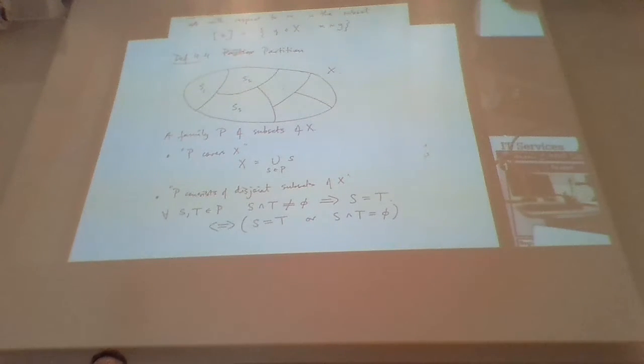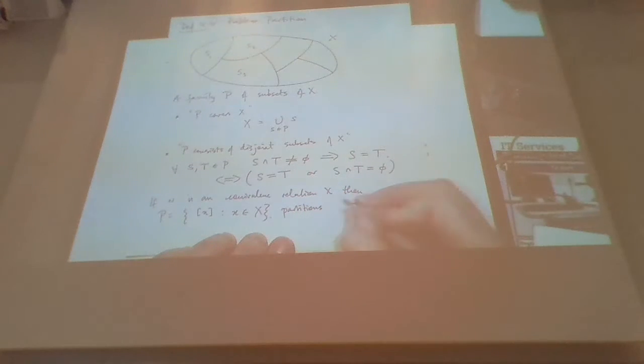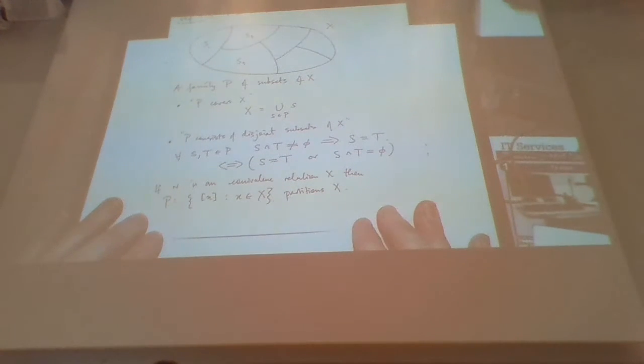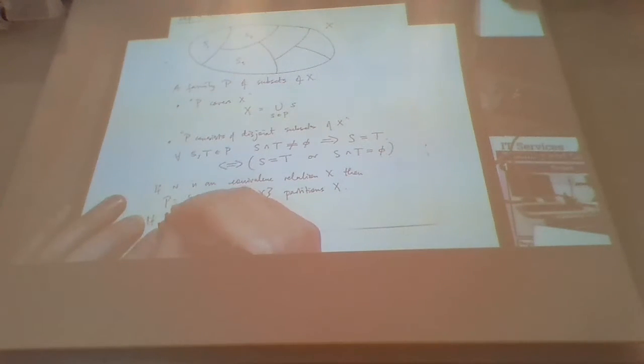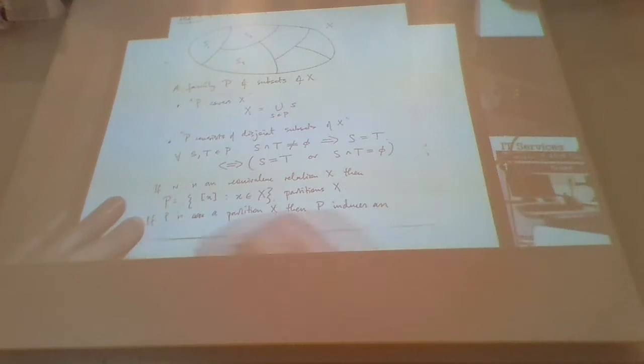And the key linkage between partitions and equivalence relations is that really they can be seen as just two different views of the same thing. If tilde is an equivalence relation on X, then P, which is equal to the system of equivalence classes, so P is the family of equivalence classes with respect to that equivalence relation, then this partitions X. And on the other hand, if you already have a partition P of X, then P induces an equivalence relation on X.